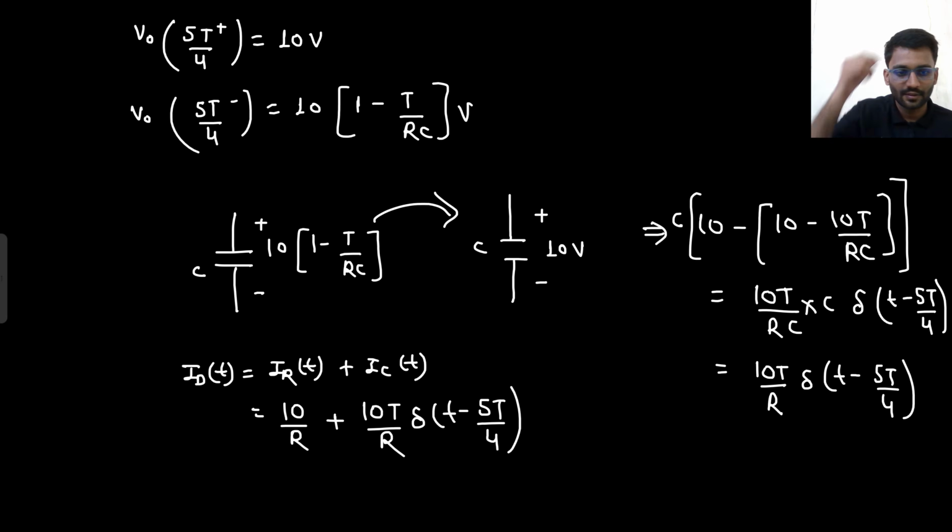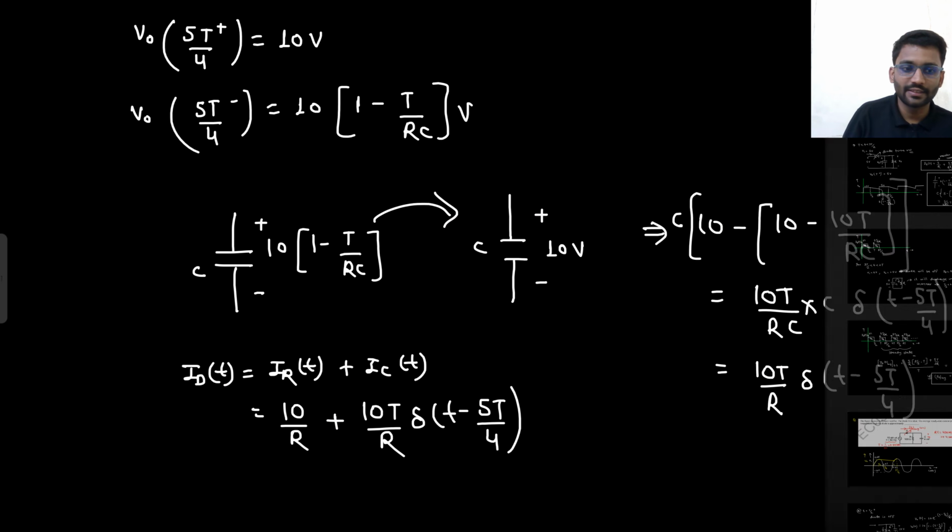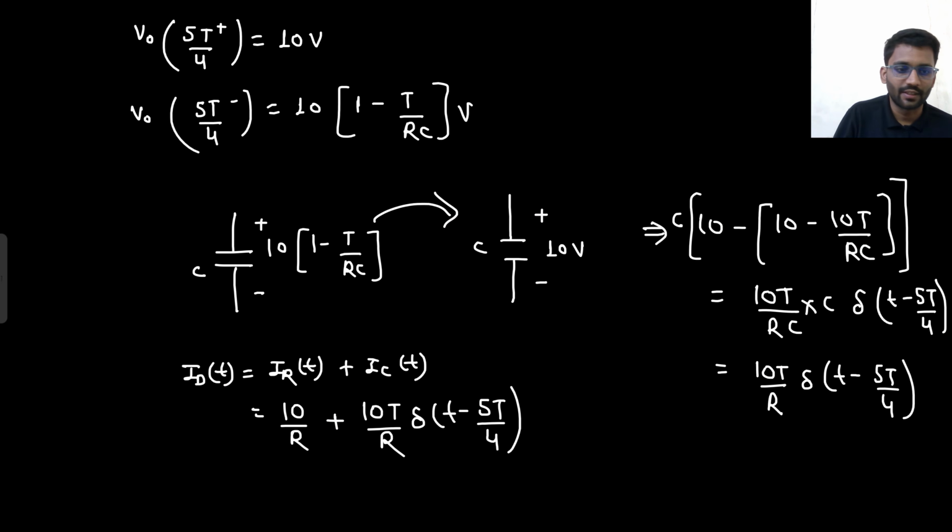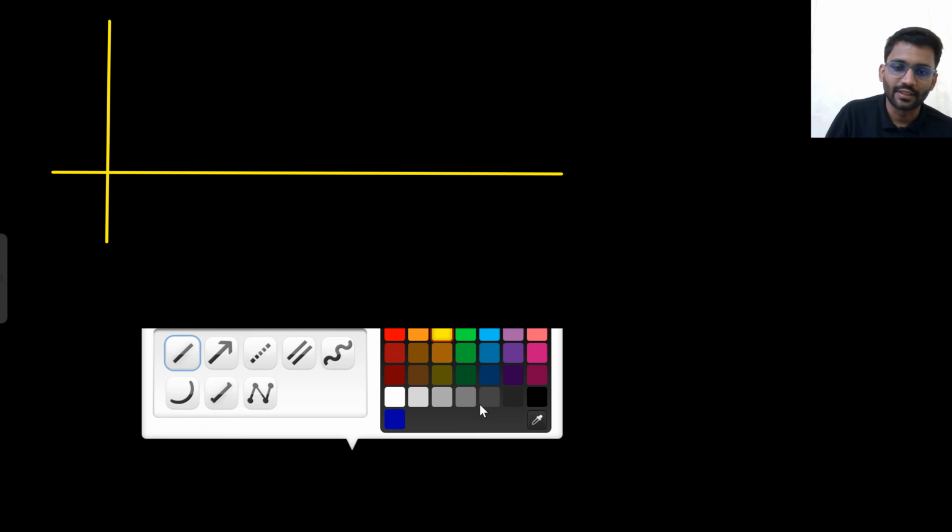Steady state output waveform only, I will draw. Okay, steady state only. So how is my output waveform looking? From T by 4 we are starting. First it is decreasing, then it increases a bit, then again it decreases, then it increases a bit, then again it decreases. It keeps on going like this. This is your V naught waveform at steady state.